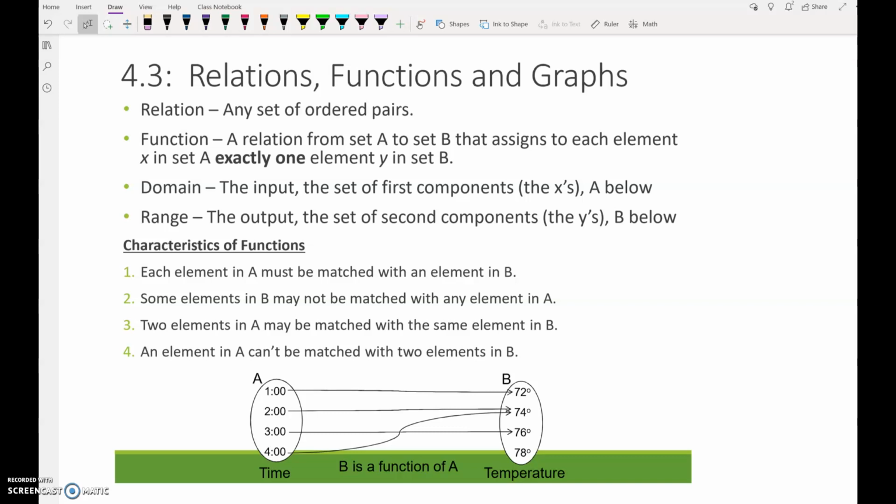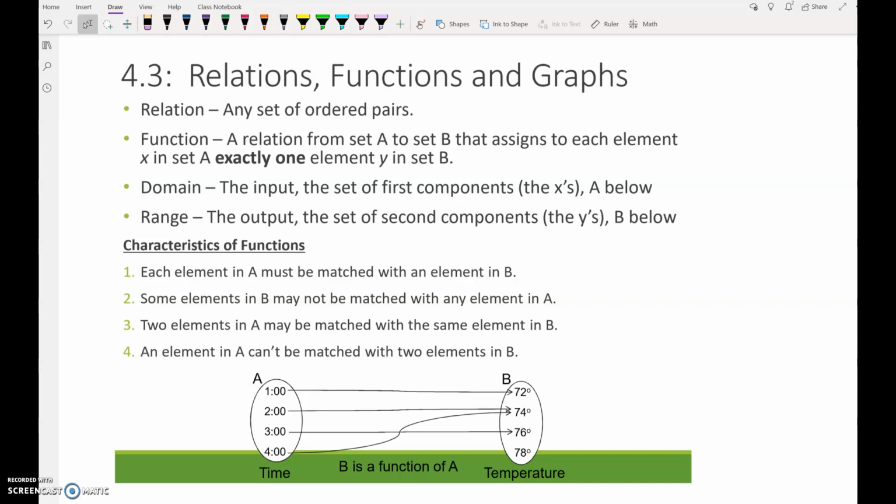Today we're talking about relations and functions. A relation is any time you put x's and y's together. So a list of ordered pairs is a relation. A grouping of points on a graph is a relation. A line is a relation.